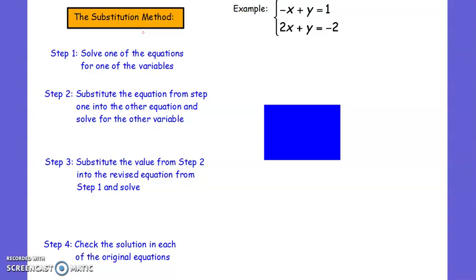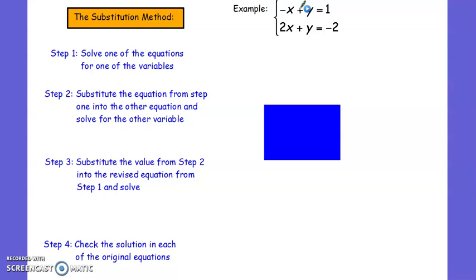Okay, this video is being made in order to help understand how to solve a system of equations, such as the system up here at the top, negative x plus y equals 1, and 2x plus y equals negative 2. Again, a system of equations being more than one equation, and how to find the solution to that system, the one coordinate that will make both equations true, via the substitution method.